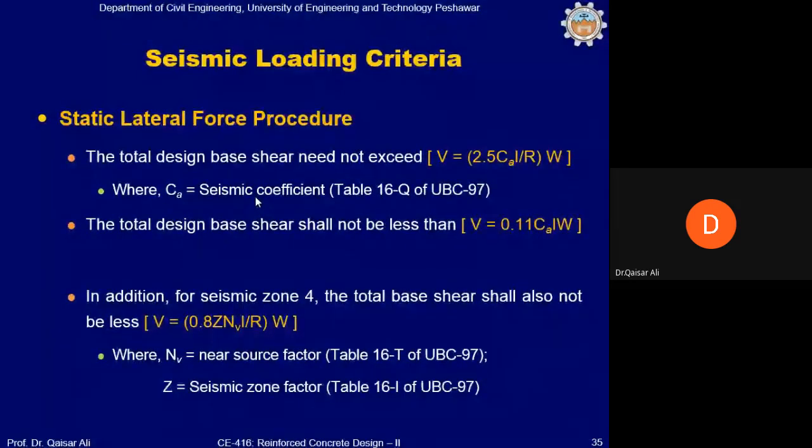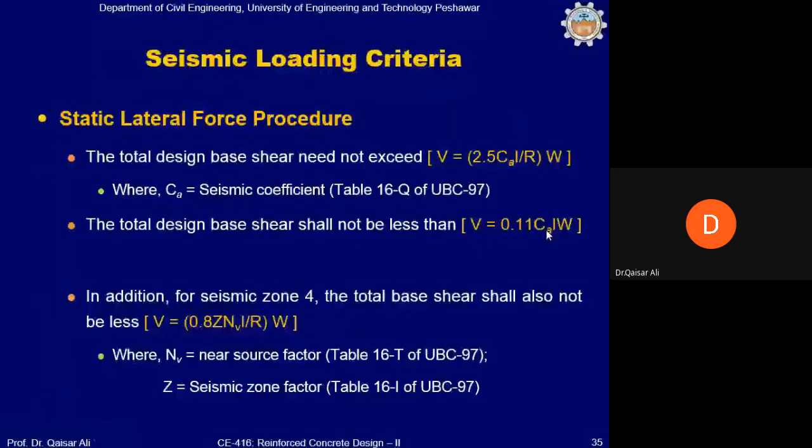The other equations for the base shear are: this is the maximum base shear equation, 2.5 CvI divided by R, times W. On the response spectrum, this represents the flat portion of the response spectrum. So base shear need not exceed this value. The base shear shall not be less than this value for seismic zones 1 to 3. And for seismic zone 4, this is an additional check.